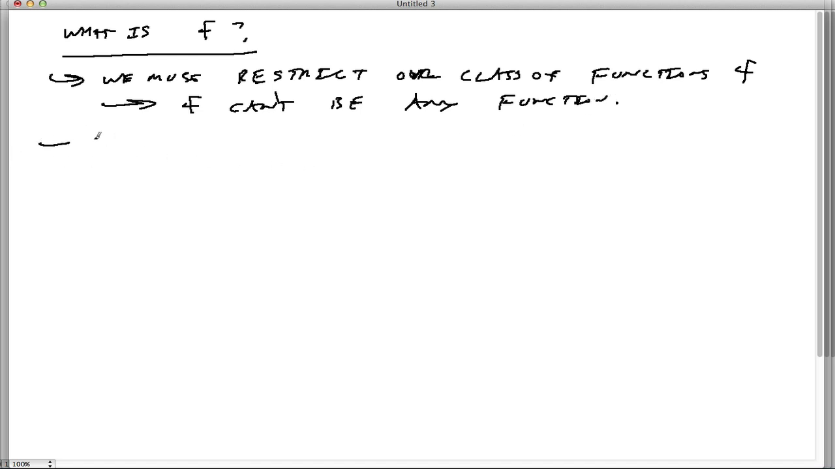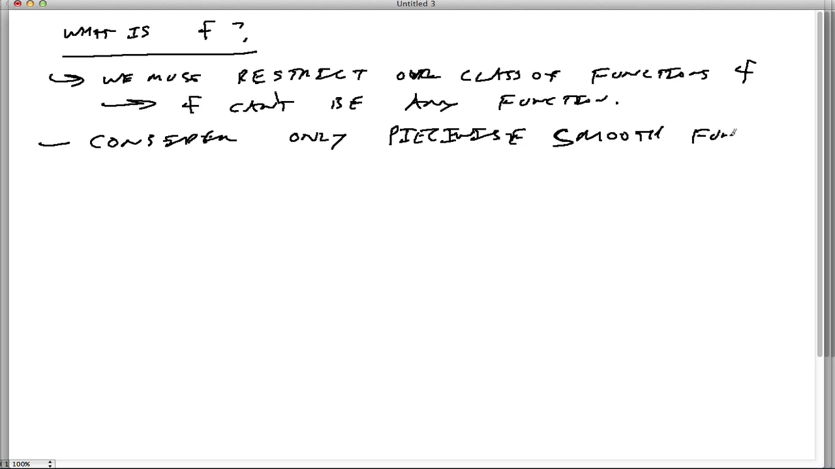We're going to consider only what we call piecewise smooth functions. So what do we mean by piecewise smooth functions? A piecewise smooth function is straightforward to define.